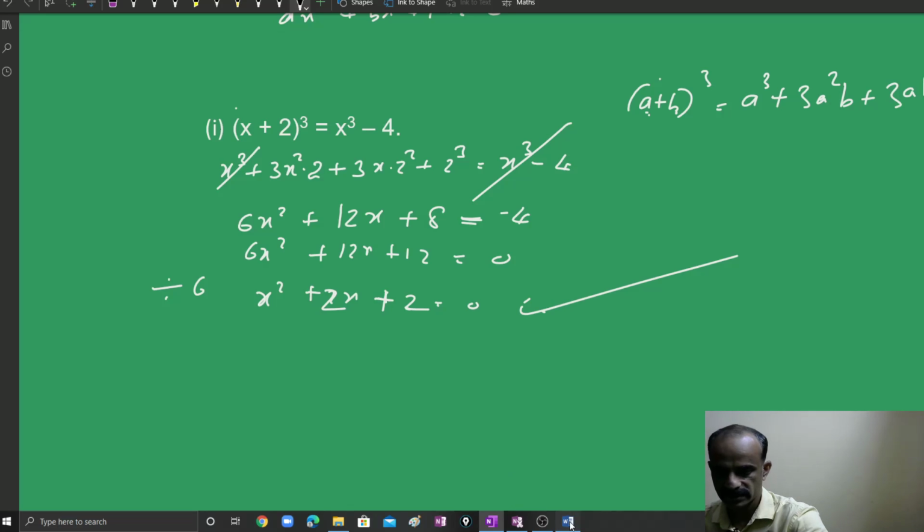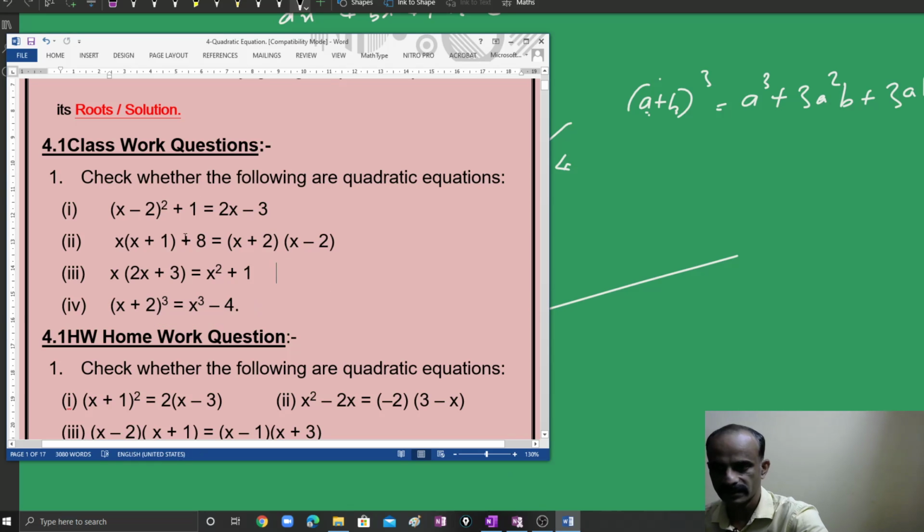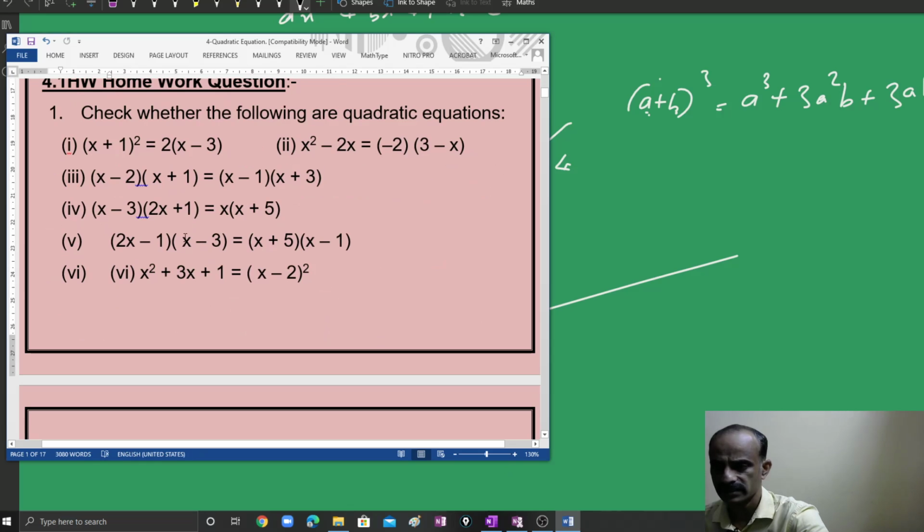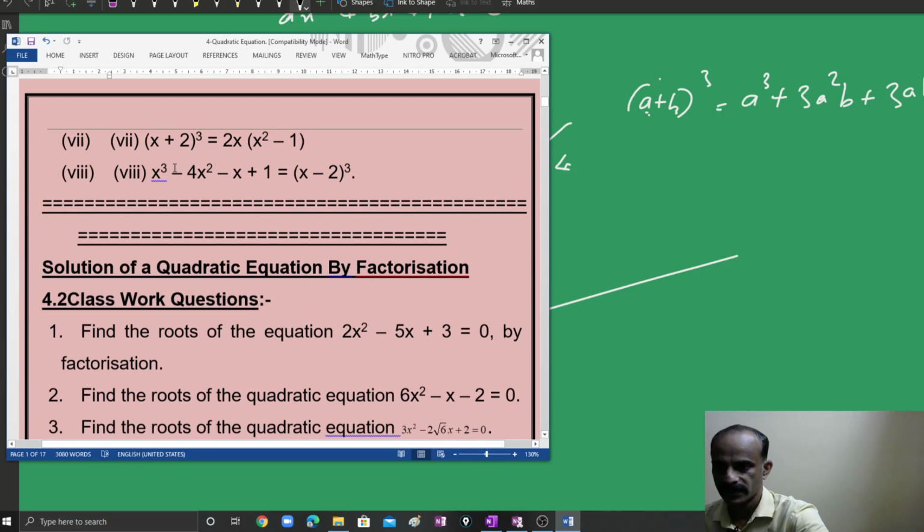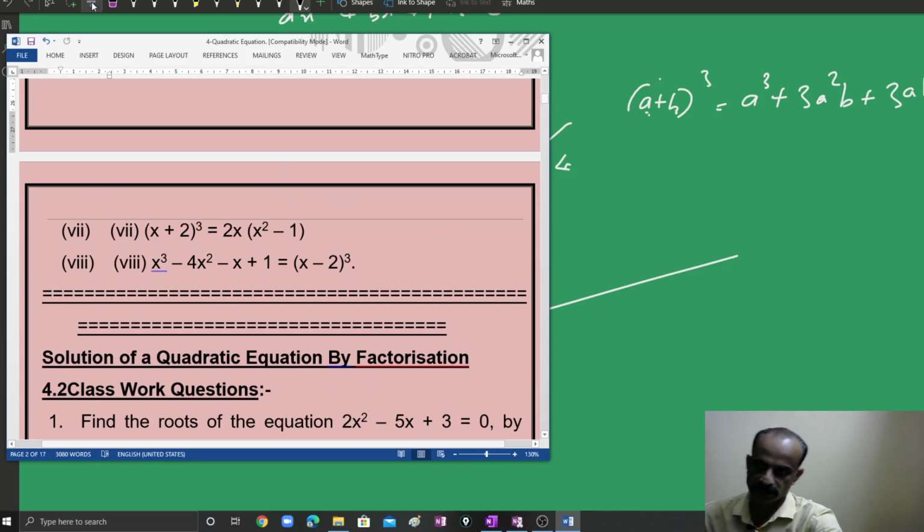So, this is the way we check whether each of them are quadratic or not. One by one you can check. You don't need to do all the questions. Now, let us go to the next part, that is solution of quadratic equation.